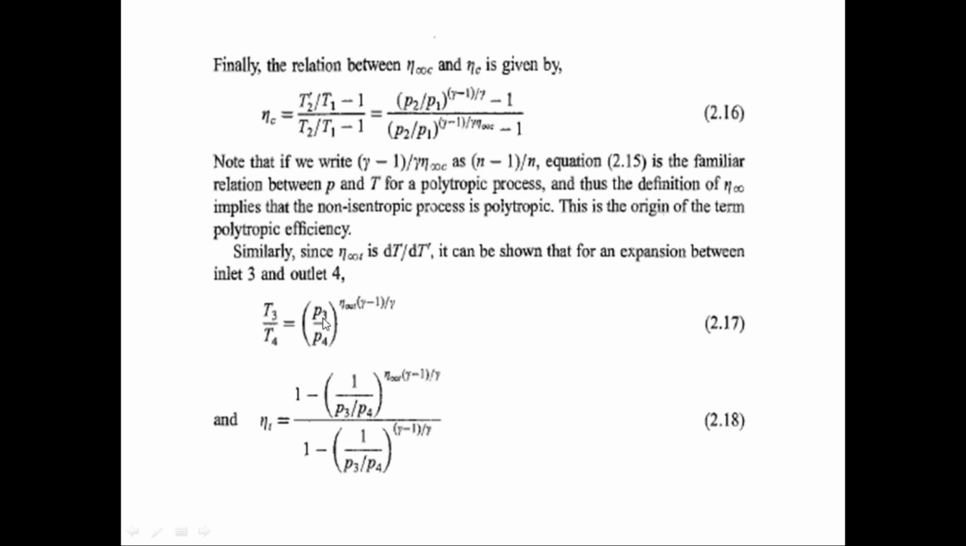Similarly for the turbine side, T3 by T4 will become equal to P3 by P4 raised to the polytropic efficiency of the turbine times gamma minus 1 by gamma. And similarly, as we have written the expression for the compressor efficiency and related it to the polytropic efficiency, we can now relate the turbine efficiency to the polytropic efficiency of the turbine, which is Nt is equal to 1 minus 1 over P3 by P4 raised to power polytropic efficiency of the turbine times gamma minus 1 by gamma, divided by 1 minus 1 over P3 by P4 raised to power gamma minus 1 by gamma.